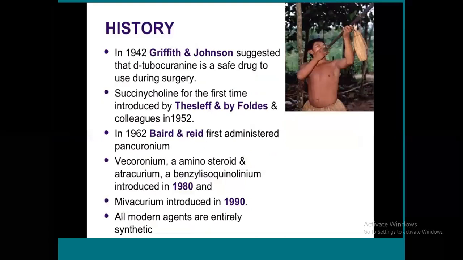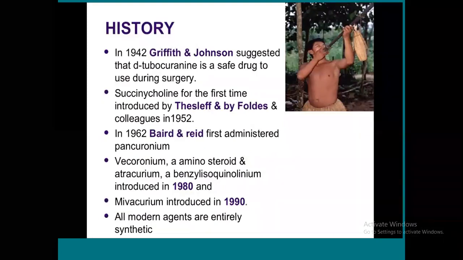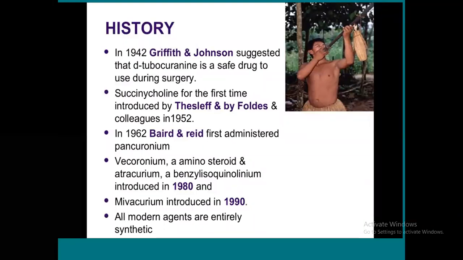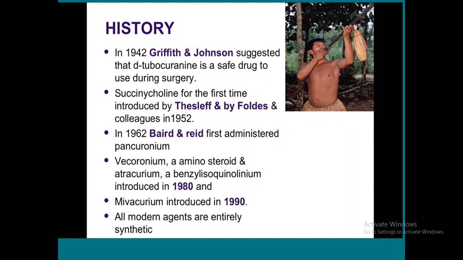Coming to the history, which I already mentioned, I don't mind mentioning a few more lines about it. In 1942, Griffith and Johnson suggested d-tubocurarine, a safe drug to use during surgery. Succinylcholine was introduced for the first time by Thesleff and Foldes in 1952. In 1962, Bowden and Reid first administered pancuronium, that is also known as Pavulon.